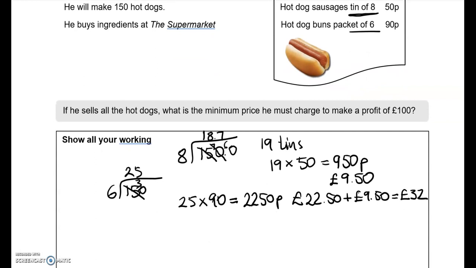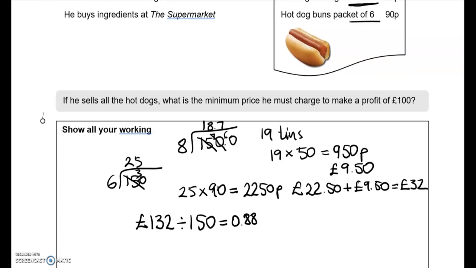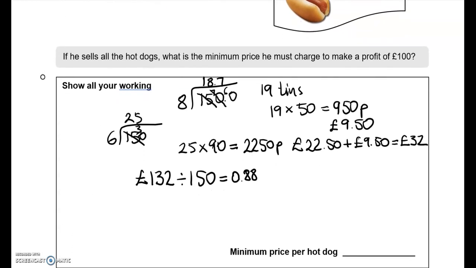So that's the cost. He needs to make a profit of £100. So altogether, they must bring £132. So it's 150 of them. So we're going to divide that by 150. So that is 0.88. So the minimum price that he must charge to make a profit of £100 is 88 pence.